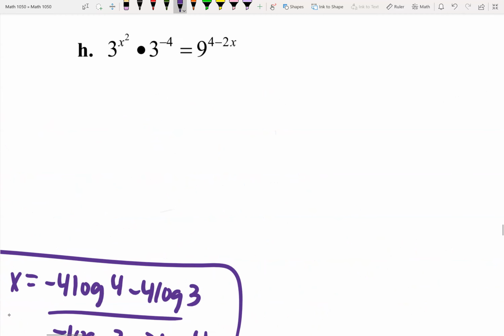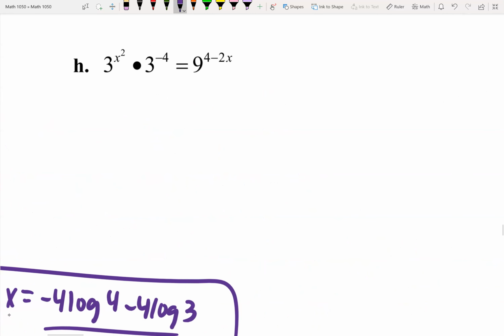Here's question H. I've got different bases. The lefts are 3s. This does not go to a 9. An x multiplied by an x does not go to a y. So please don't change that to a 9. Then you add the exponent. So I'm just going to go x squared minus 4 is equal to the 9 raised to the 4 minus 2x. Okay?